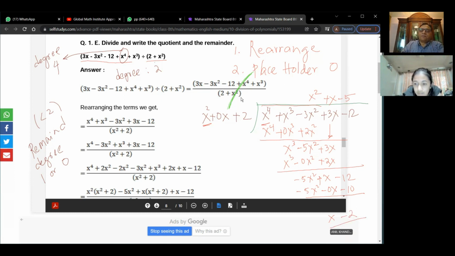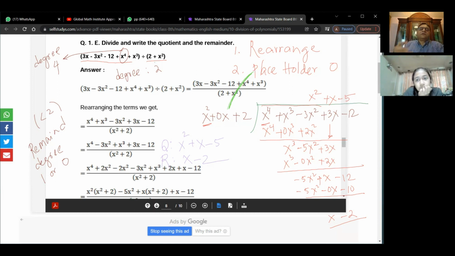So do you see the remainder is linear, 1 degree? What is the quotient? The quotient for us this time is x square plus x minus 5. And the remainder is x minus 2. Is that clear to you? Do you see how we divided and got all the terms correct? That is how you are going to do using long division.